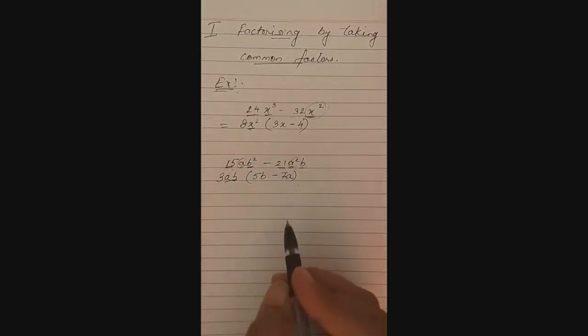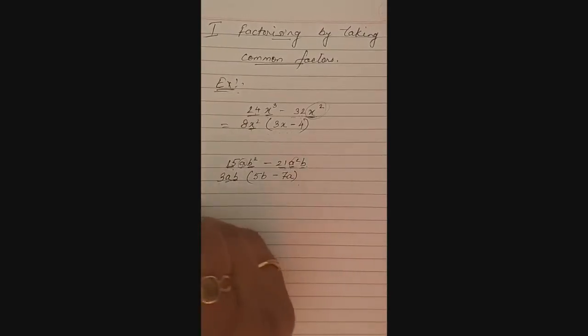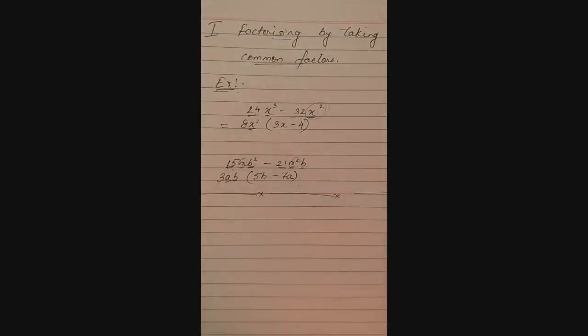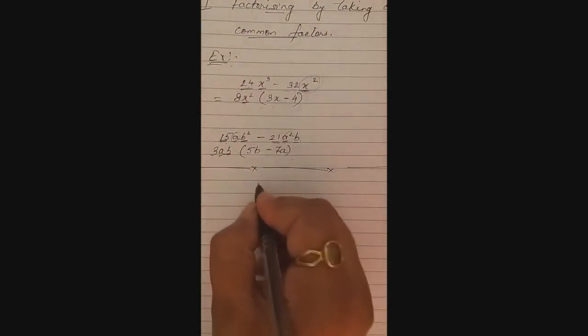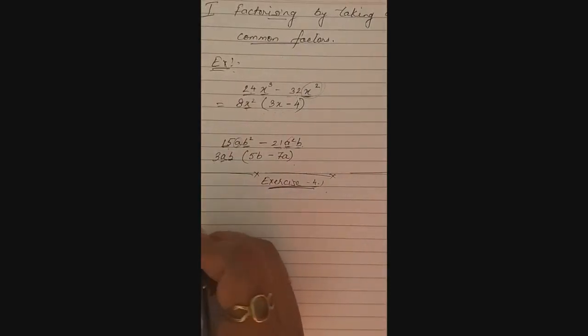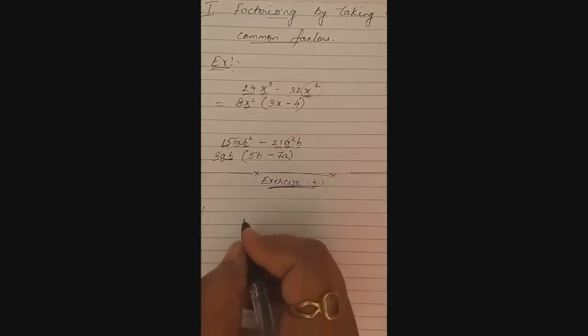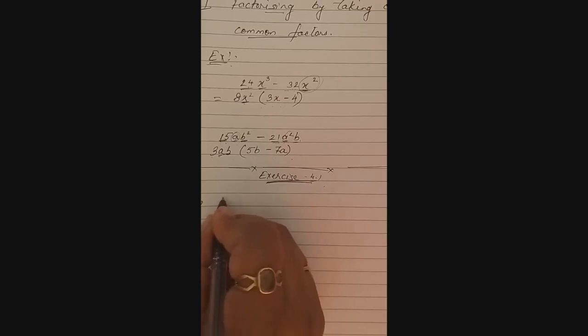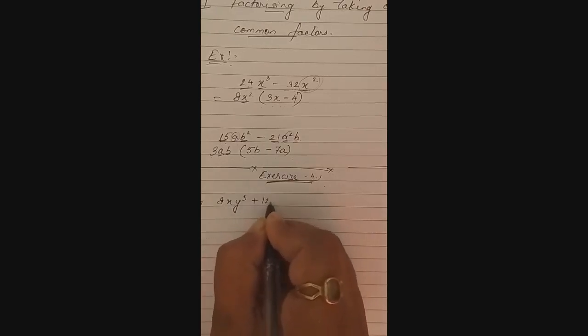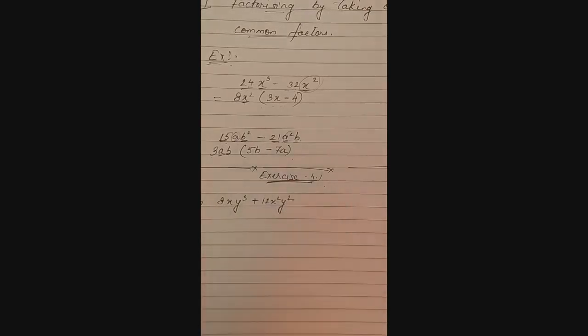Okay, clear? Okay. Now let's see exercise 4.1 of our book and we'll do few sums of it. Let's see first question. First part. Factorize the following. Question is factorize the following. First is 8xy cube plus 12x square y square.